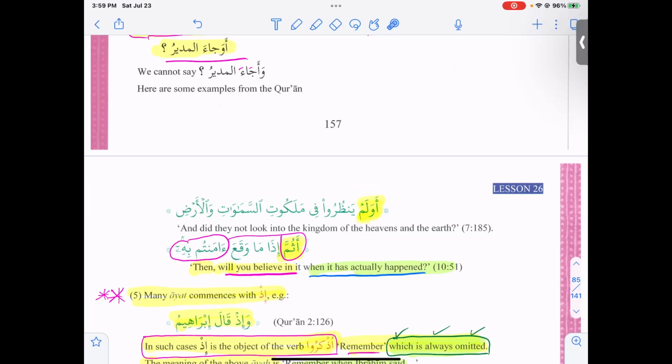Malakuti samawati wal ard. And did they not look into the kingdom of the heavens and the earth? And did they not, yanzuru, the waw is they. Yanzuru, lam. So lam will make it mansub. Yanzuruna, lam, drop the noon. It makes it majzum. Fi'lun mudari', majzumun bihazfin noon, because of lam. Yanzuruna became yanzuru. Awalam yanzuru fi malakuti samawati wal ard. And did they not look into the kingdom of the heavens and earth? Kingdom of heaven and earth.